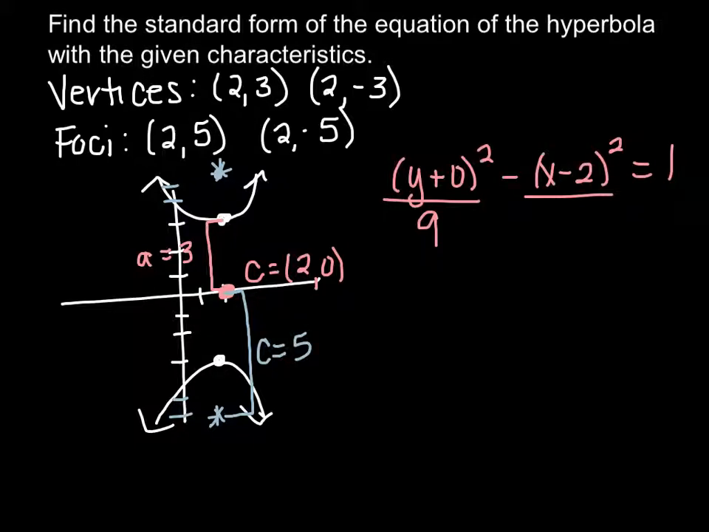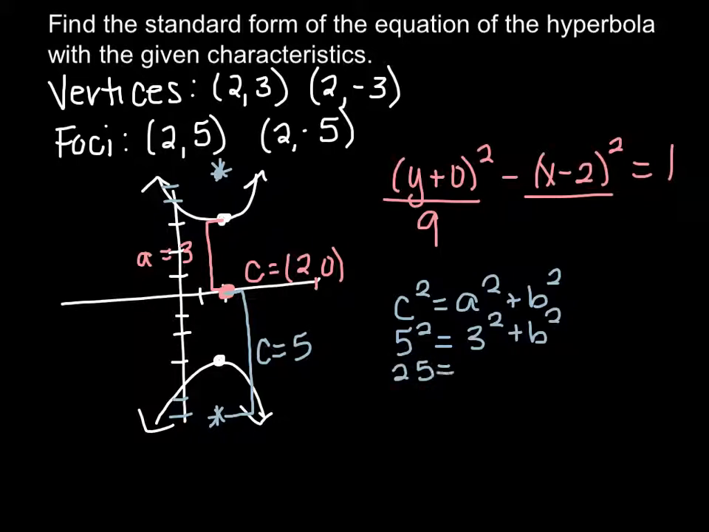So to find the remaining piece, we're going to use c squared equals a squared plus b squared and fill in what we know. 5 squared equals a, which is 3, squared plus b squared. So I have 25 equals 9 plus b squared. 16 equals b squared. Therefore, b equals 4. So this piece right here is b squared, which is 16.